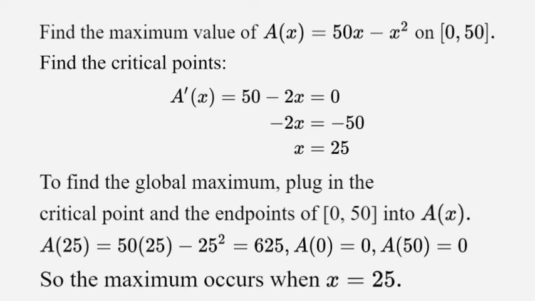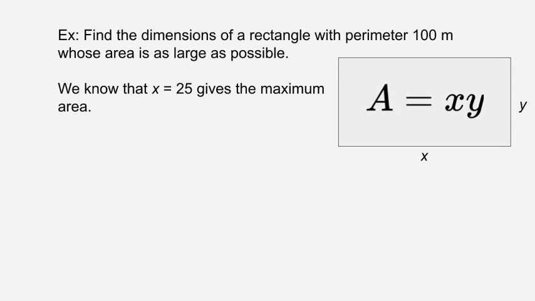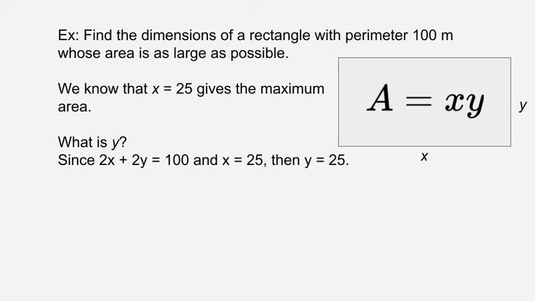But even now that we've found the maximum is at x equal to 25, we still have to make sure that we've actually answered the question. And if we look back at the problem, it asked us to find the dimensions of the rectangle whose area is as large as possible. And we know that x equal to 25 gives the maximum area, but the dimensions include not just x, but also y. And so if x is 25, what would y be? Well, we know from earlier that 2x plus 2y is equal to 100, because that's how we related x and y together.